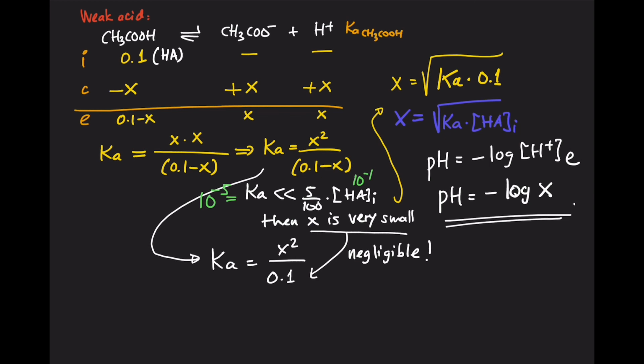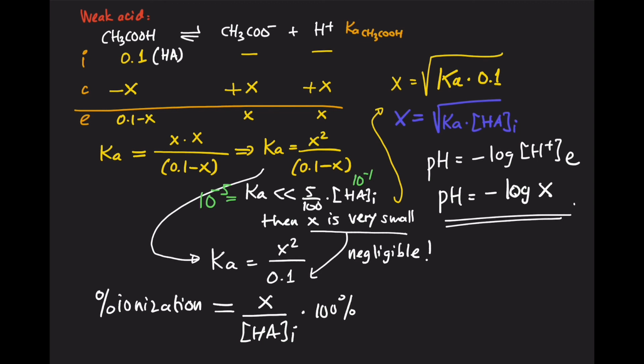On the other hand, we can also calculate what we call the percent of ionization or percent of dissociation. That's the same thing. And how do we calculate this? We take the X value, which is the H plus, divided by the initial concentration of the acid again. In this case, it is 0.1. And of course, multiplied by 100%, and then we will get the percent of ionization.